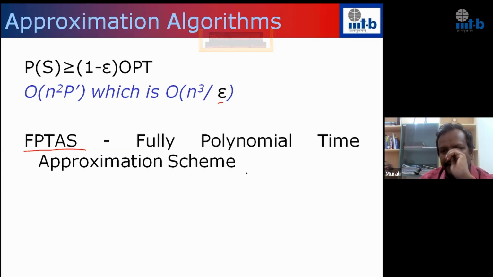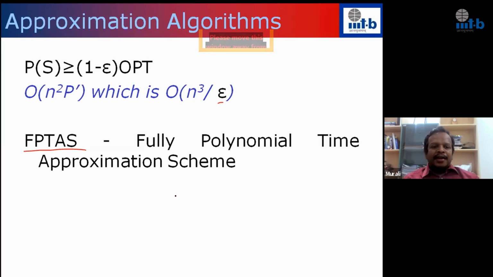But you can't really make epsilon 0. If you make epsilon 0, you'll get the exact solution, but the running time of the algorithm becomes infinity. But if you make it very close to 0, it's still possible to get efficient algorithms. So this is fully polynomial in terms of 1 by epsilon. There is no P here. I got rid of P.